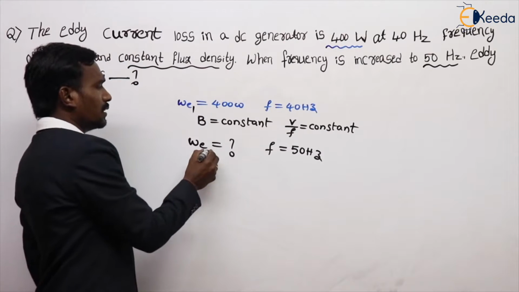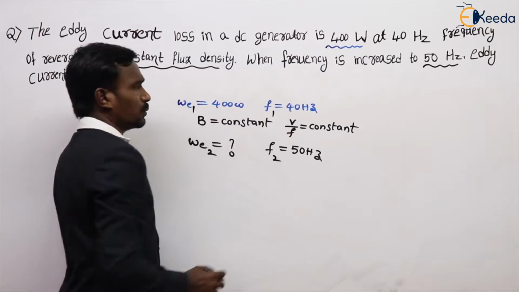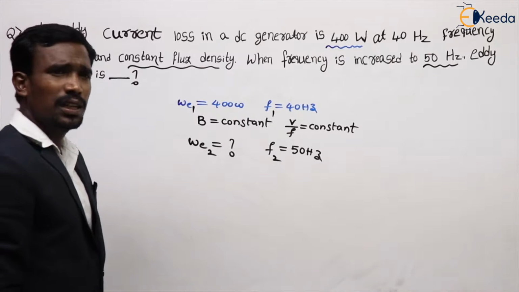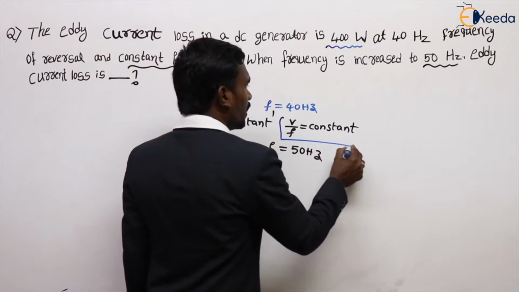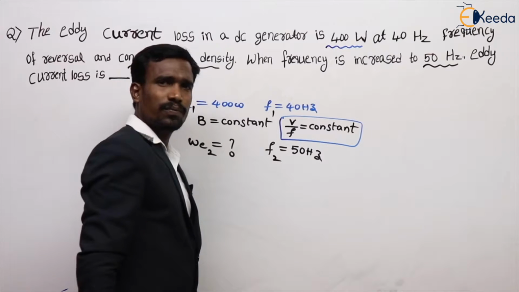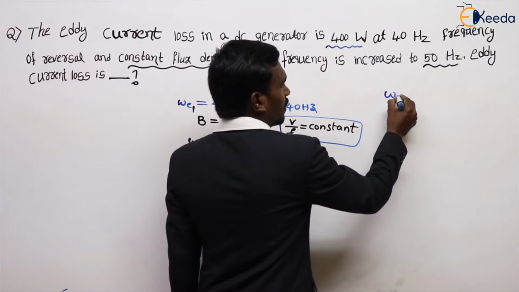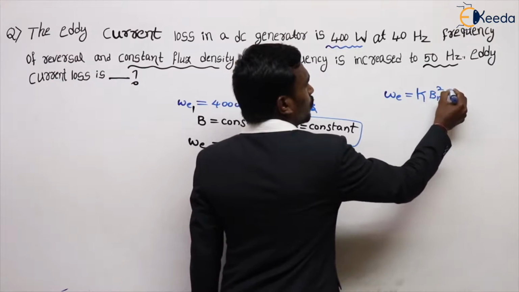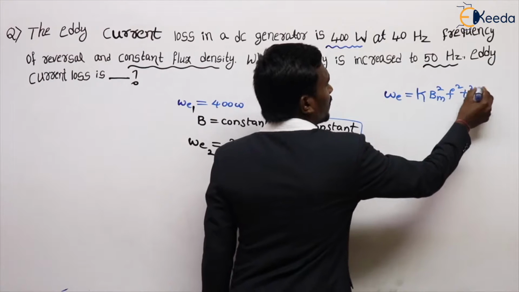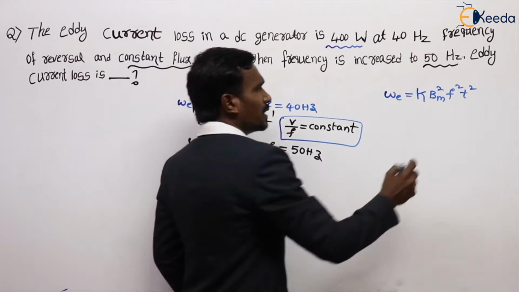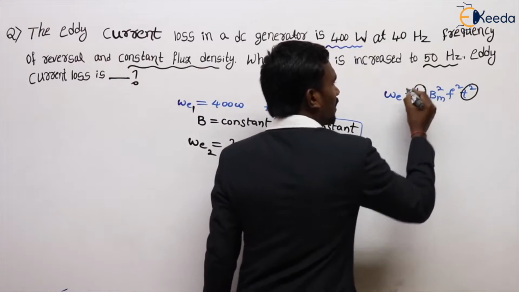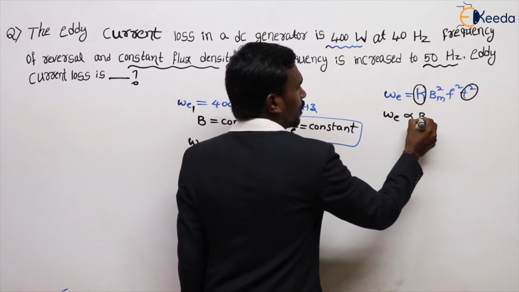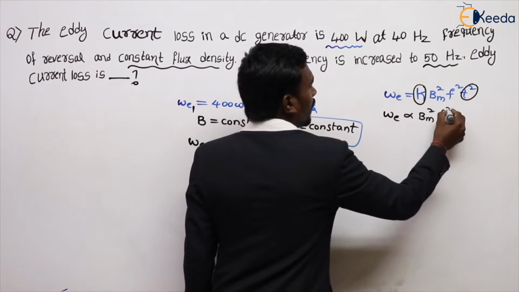For example, W1, this is W2, this is F1, this is F2. What about voltage? They didn't give the voltage, but they gave that the V by F ratio is constant. What is the eddy current loss formula? Eddy current loss equals some constant K into B max square into F square T square. T is the thickness, which is a constant value, and K is a constant. So the eddy current loss is directly proportional to B max square and F square.